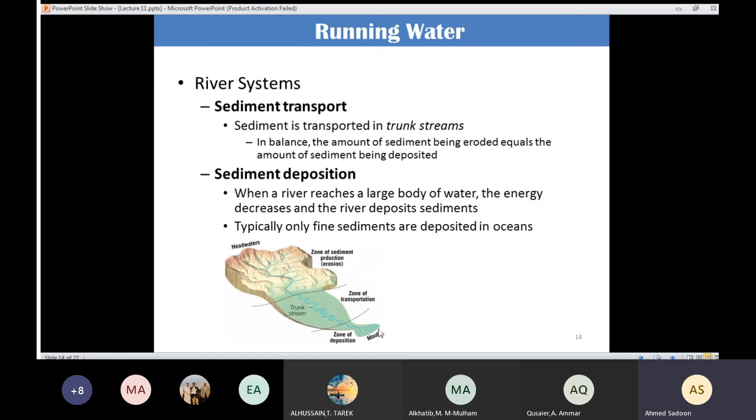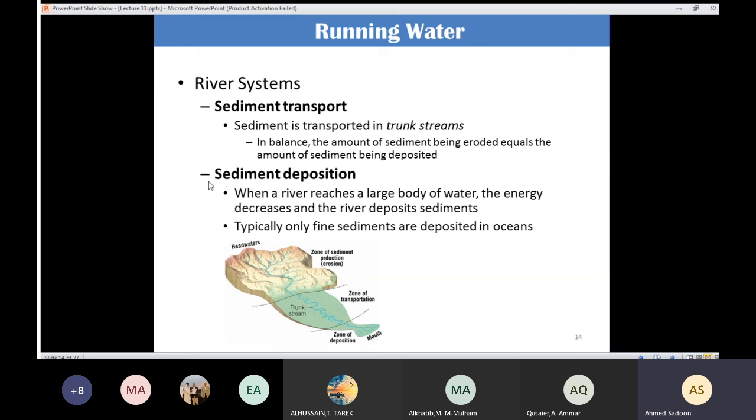The other region is sediment transport, where sediment is transported into trunk streams. In this region, the sediment is transported from that zone into the zone of deposition. We also need to know that the amount of sediment being eroded equals the amount of sediment being deposited. So what you get from here is going to be deposited there. What we get from that region, we put into that region.